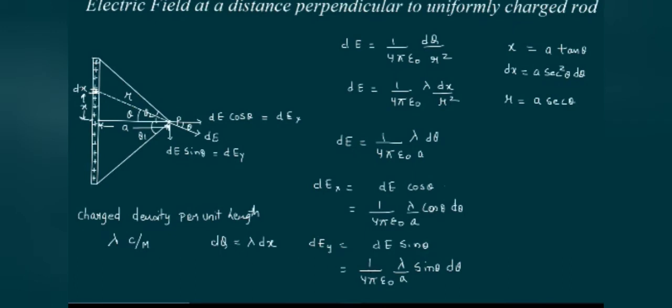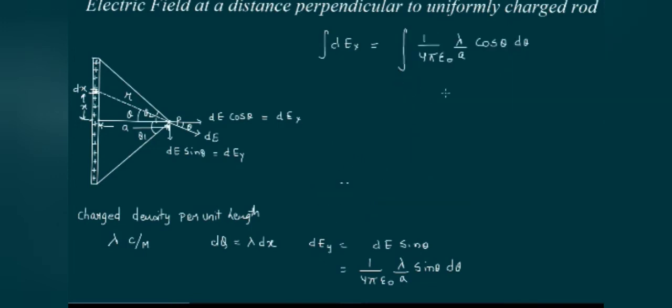Given the values of dEx and dEy, we have to find the values of Ex and Ey. dEx and dEy are the small derivative values for the distance dx. So we have to find the value of Ex by integrating dEx. The limits of the integration are minus theta 1 to theta 2, otherwise 180 minus theta 1 to theta 2. So 1 by 4 pi epsilon lambda by a, integration from minus theta 1 to theta 2 of cos theta d theta. So we have to integrate with respect to theta.